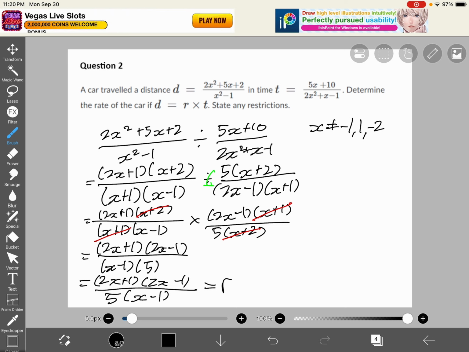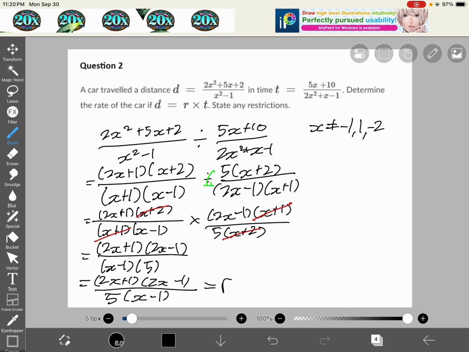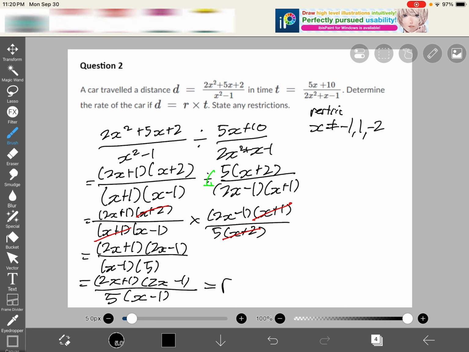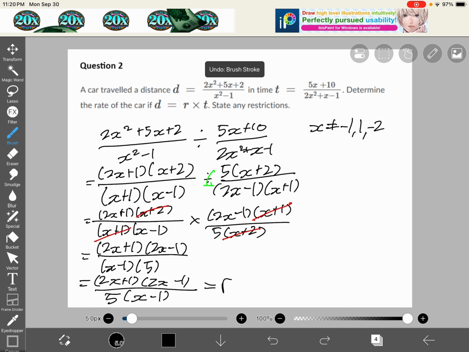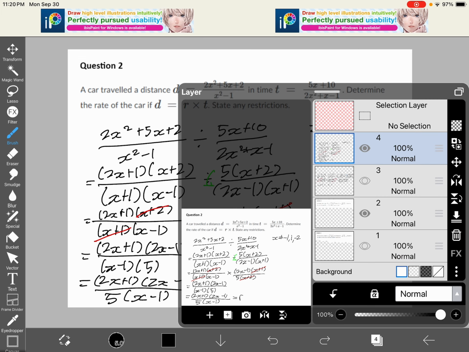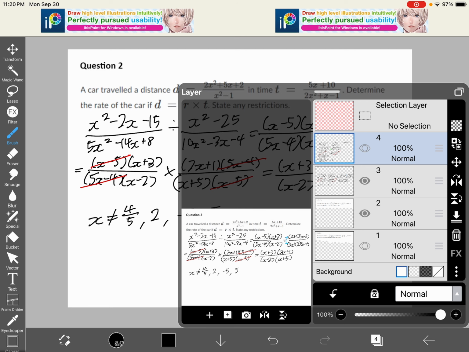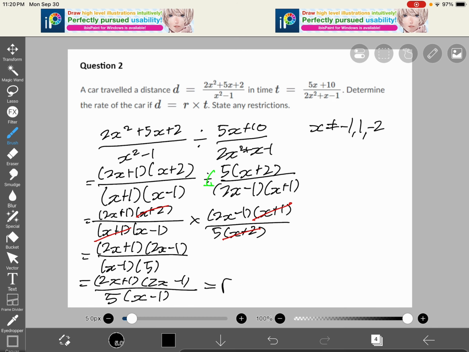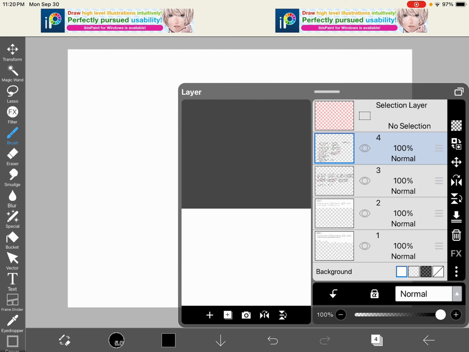I don't think there's any more stuff we can restrict. Yeah, perhaps not. Yeah, so these are the restrictions for this question. Restrictions. Okay, and that's it. So we have question 1 and question 2. Okay, thanks for listening.